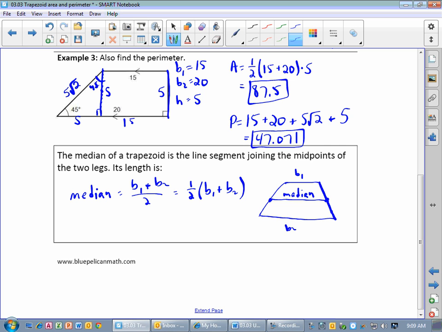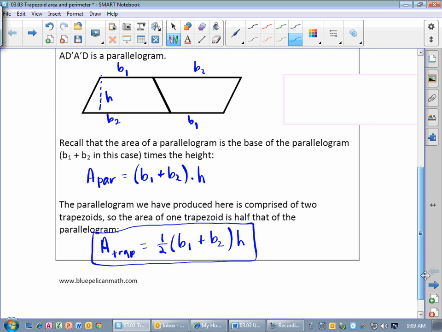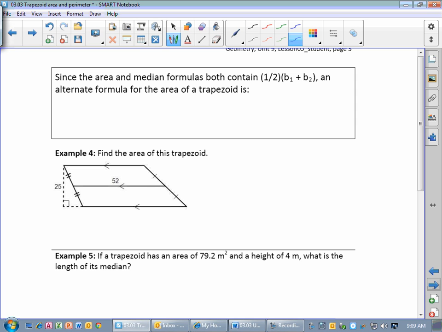Have we seen half base 1 plus base 2 any place today? Yeah, in our area formula, right here, half base 1 plus base 2. So that's kind of the point of the story. Since the area and the median formulas both have half base 1 plus base 2, an alternate formula for finding the area of a trapezoid is area equals median times the height.